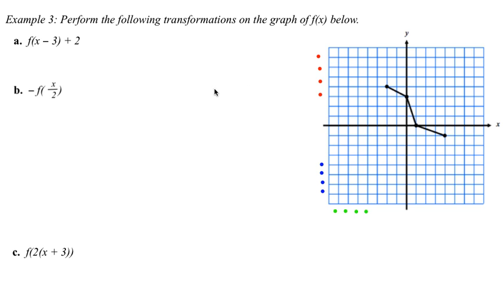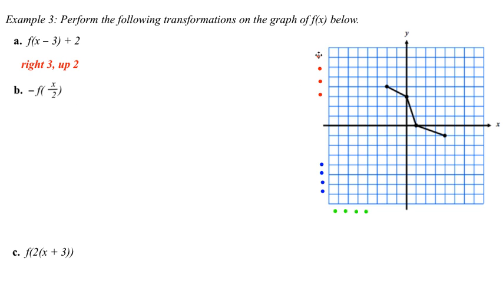Example 3 says perform the following transformation on the graph. So we have this given graph in black. Letter A says take the function, and we have inside the function a -3, so that's a horizontal translation because it's inside the function, and that will be to the right 3. Then outside the function it says +2, so it's going to go up 2. So we're going to go right 3 and up 2.